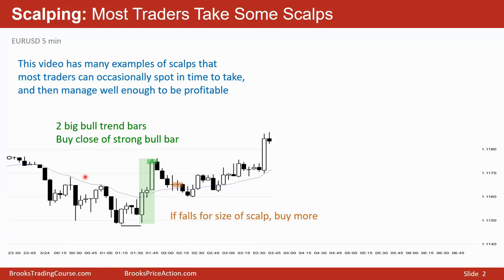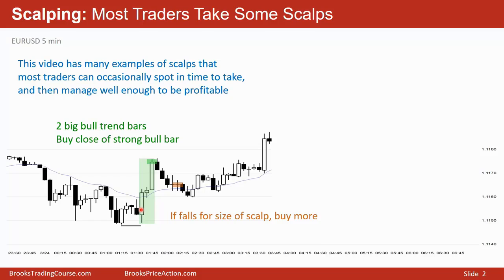A lot of traders like to scale in. If they buy this close, the worst possible price, the close of this bar right up by the high of this bar, they put their stop down here, and they'll often scale in lower. By scale in, what I mean is buy more.